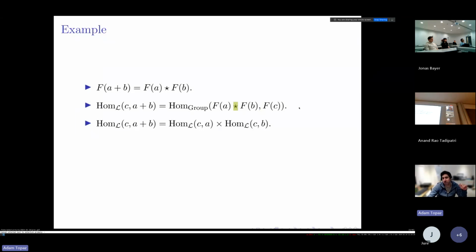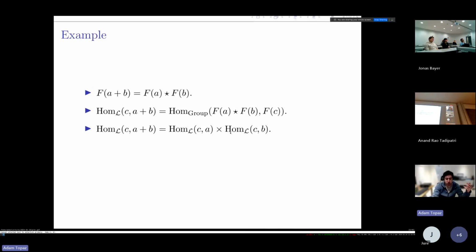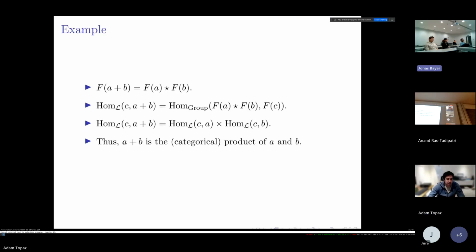Okay, all that goes to say is that we can identify morphisms from C to A plus B with the product of morphisms from C to A and morphisms from C to B. Which of course is going to be functorial in C, A, and B, which then will tell you that the sum of two natural numbers, a plus b, behaves like the categorical product of a and b in this category.